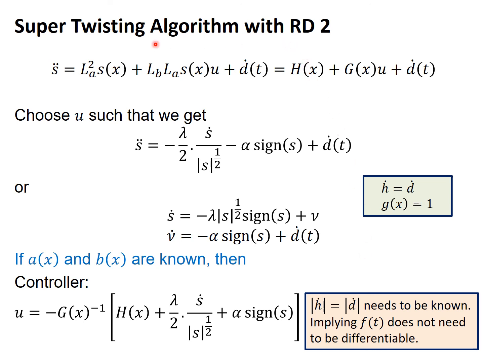So if you are working with a relative degree 2 sliding variable, then the interesting thing is that the main uncertainty F(t) may not be differentiable, but still it will work. However, if you are working with a relative degree 1 sliding variable, then the main disturbance F(t) needs to be differentiable at least once. So this is the difference. We will not go into the case where A(x), B(x) are unknown, because that will be a bit more complicated, and let us not go into that.